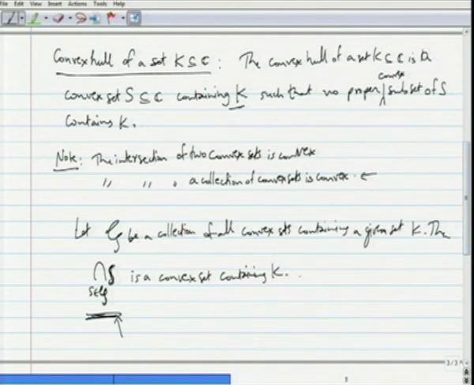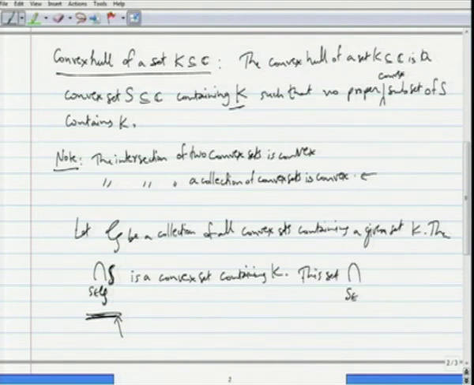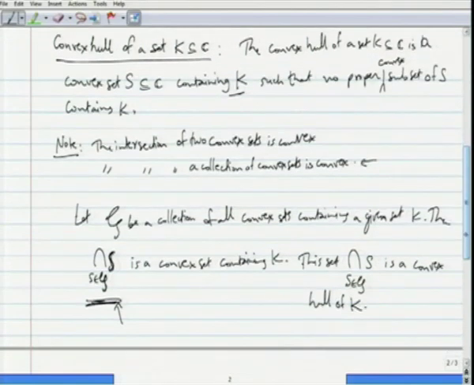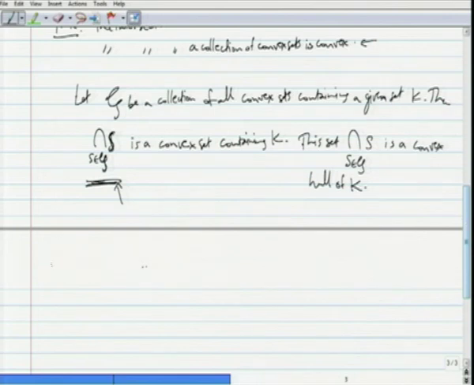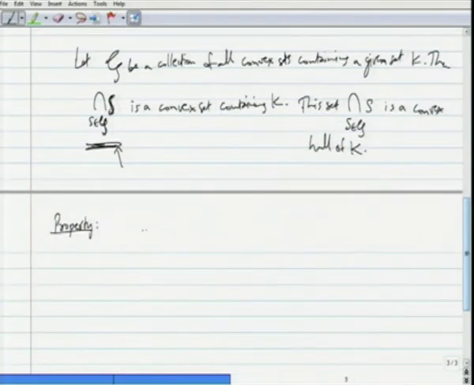Okay. So, I will remark here that this set, the intersection over S belongs to G of S, is the convex hull of K. Okay. So, that is how we construct convex hulls. So, we will note one property of convex hull. It is as follows, or a couple of them.